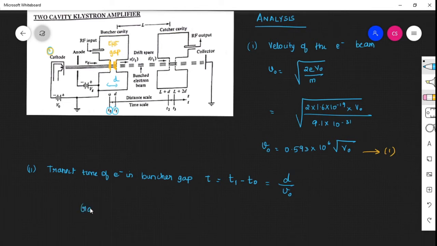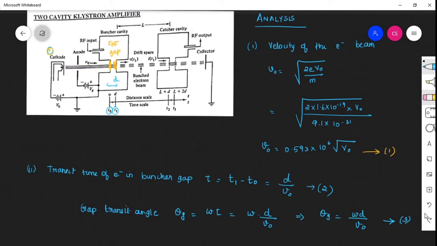Next is the gap transit angle. The transit angle is a function of the angular velocity as well as the time that is taken. So we can write the gap transit angle theta g as omega into tau, and tau is d by V0. Therefore theta g equals omega into d divided by V0. Let us have this as equation number 2 and this one as equation number 3.